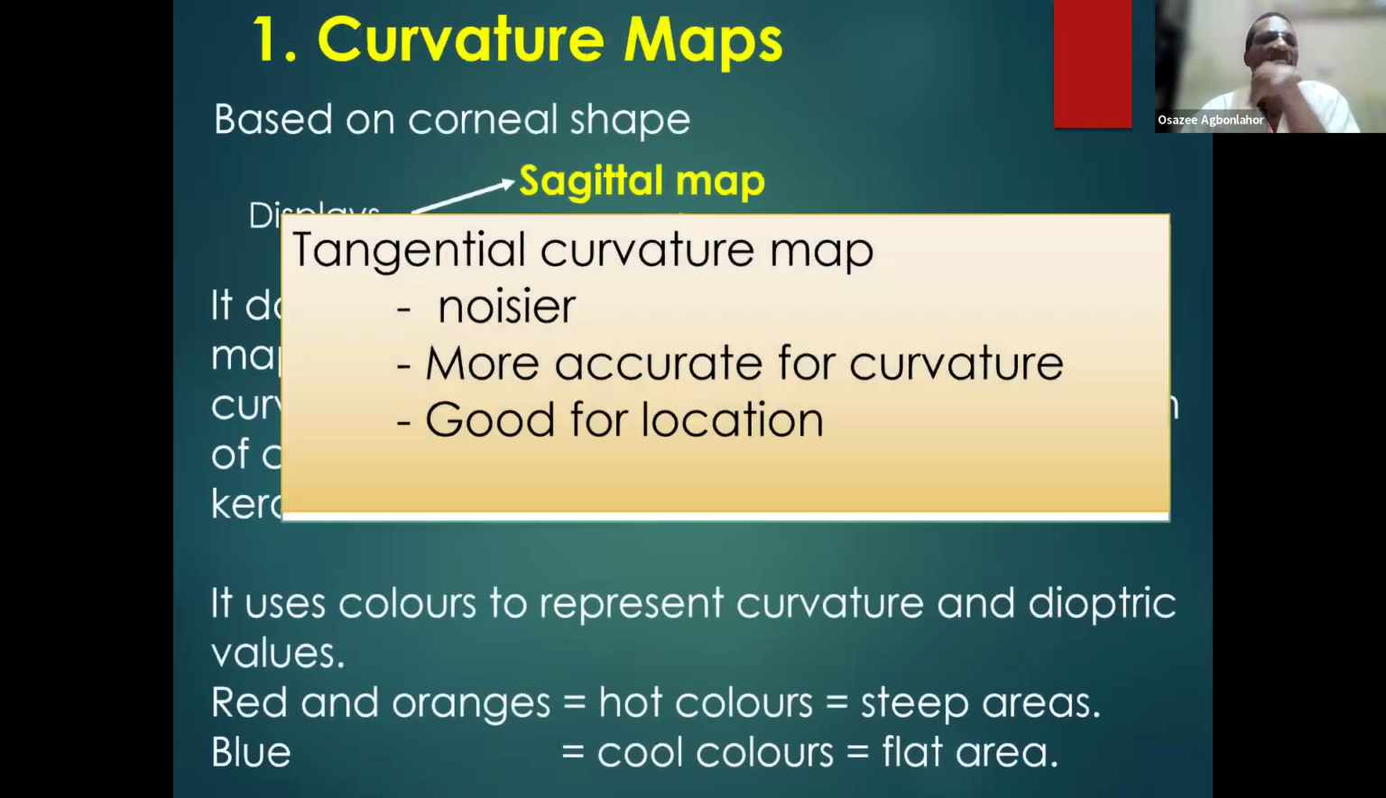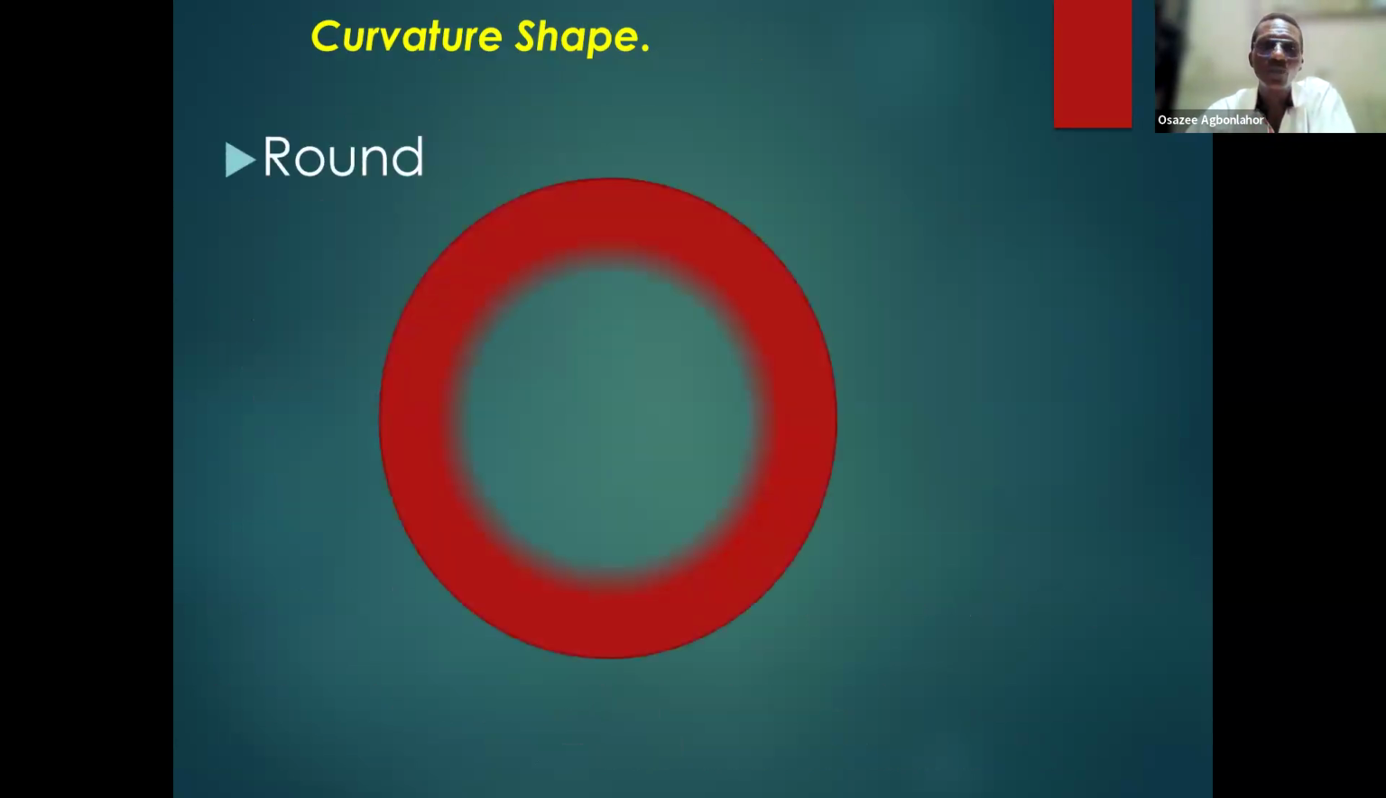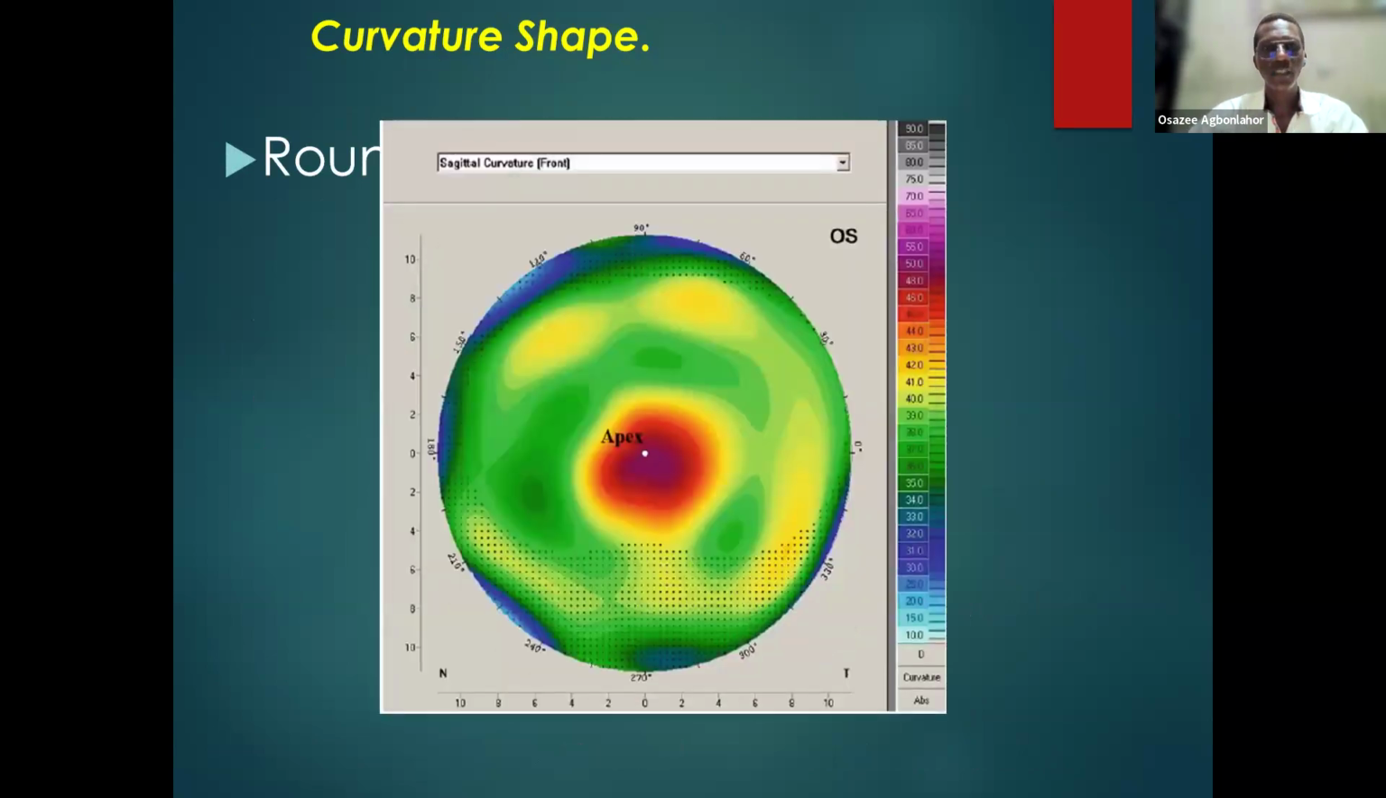So I was talking about curvature maps. A curvature map looks at the shape, whether the cornea is round or oval. Now this is a curvature map that depicts a round cornea. And you can see that this area here is the steepest area, the apex.